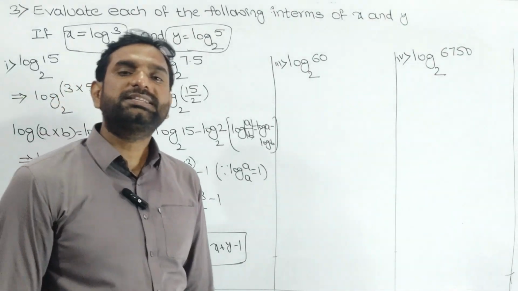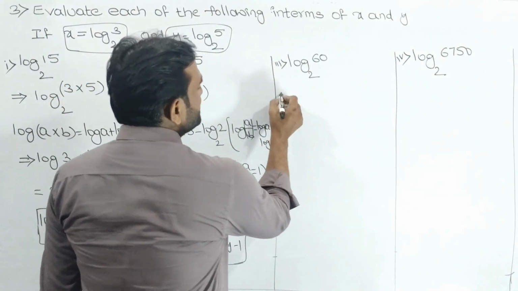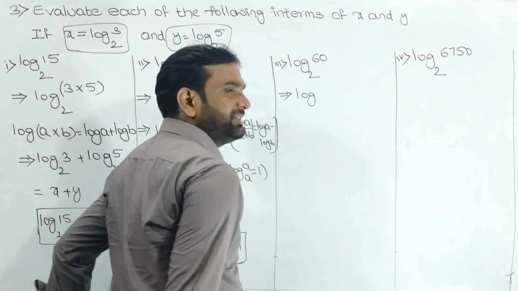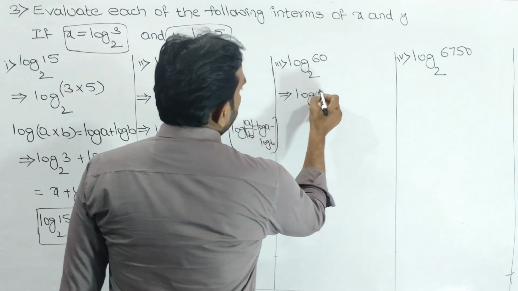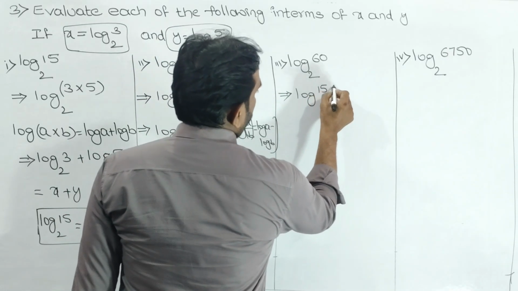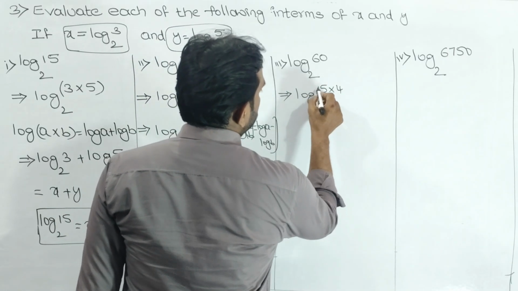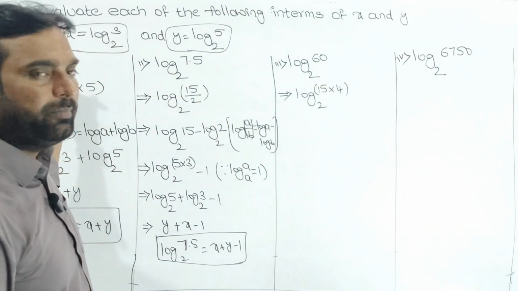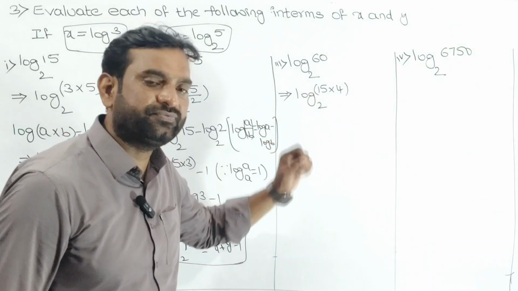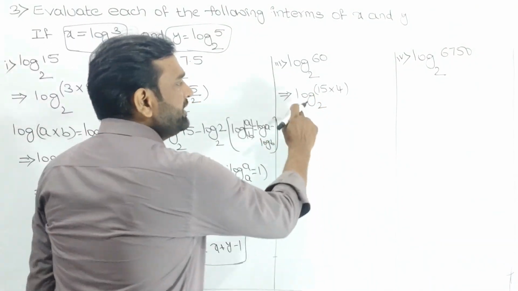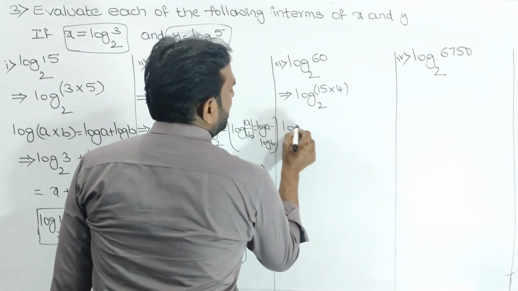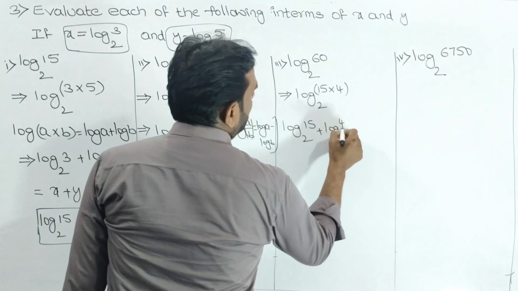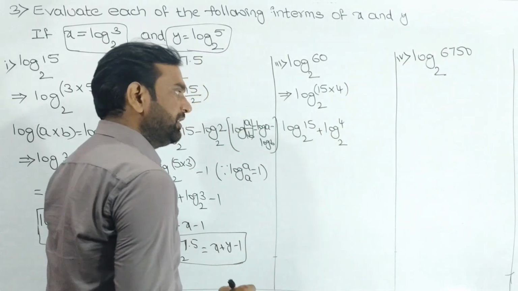Next, another one, log 60 base 2. This is also the same process. Log 60 can be written as, listen, 15 into 4 equals 60, right? Why? Because we already did it for 15, so I took 15 here. Log 15 into 4, log a into b. What is log a into b? Log a base 2 plus log b. Log a into b equals log a plus log b.